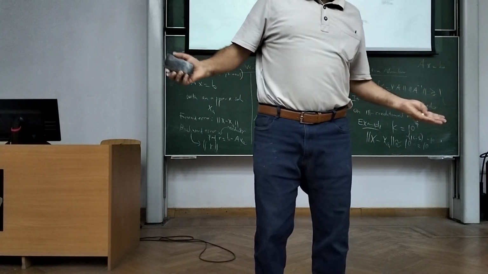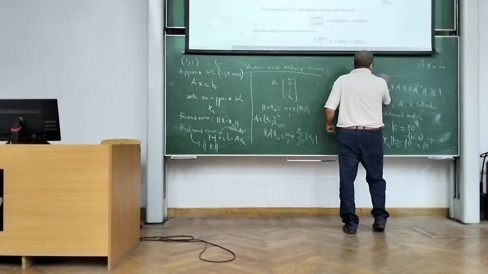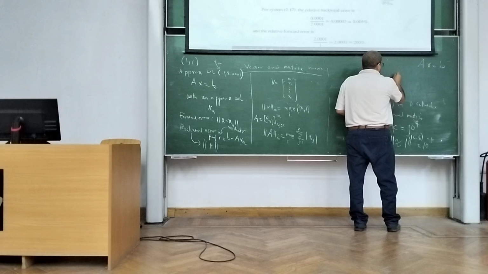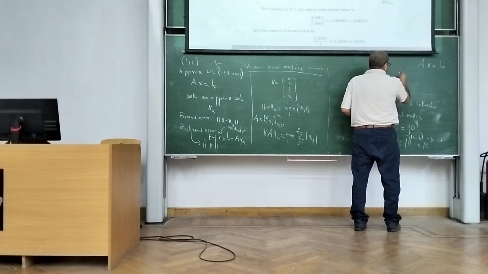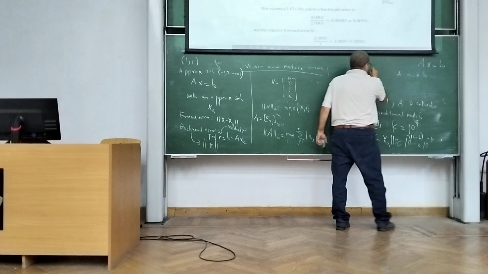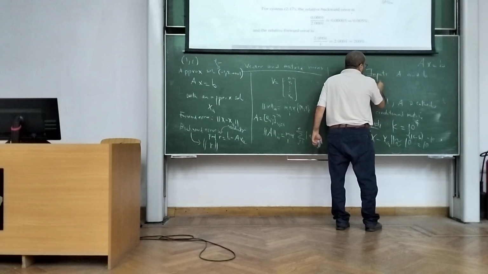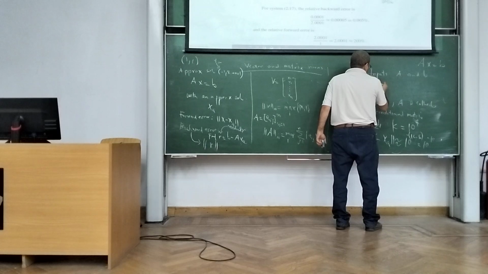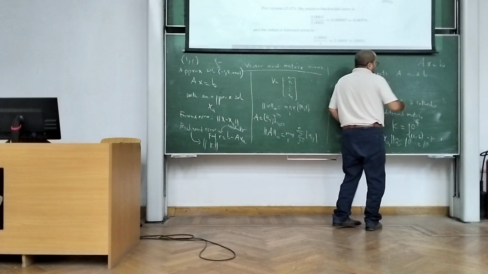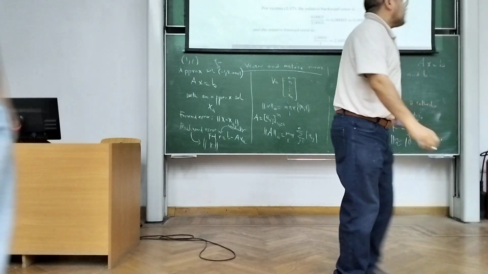A and B. A and B would be the inputs. All right? What is the output? What is the output here? The solution. We want a solution. At the end, we want a solution for this system.